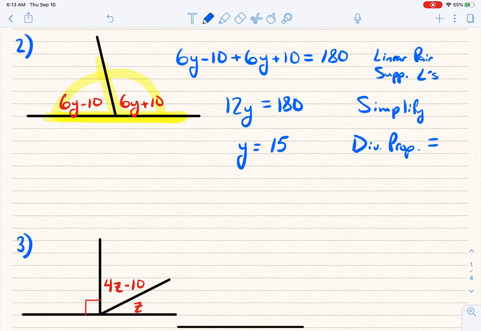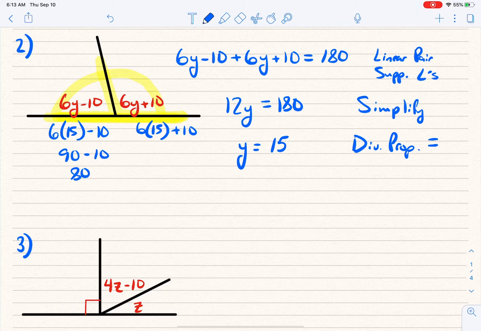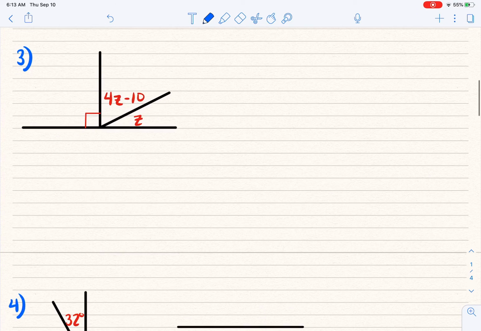If I plug that back in, 6 times 15 minus 10. 6 times 15 is 90, minus 10 is 80. On this side, I'd go 6 times 15 plus 10. 6 times 15 is 90, plus 10 is 100. And those two answers make sense because if we have 80 on one side and 100 on the other side, the total would be 180. All right, number 3.